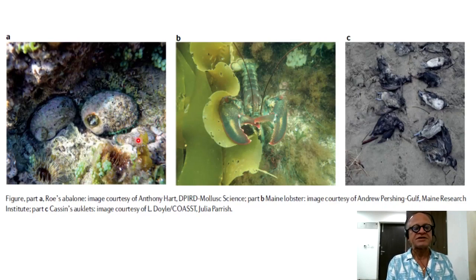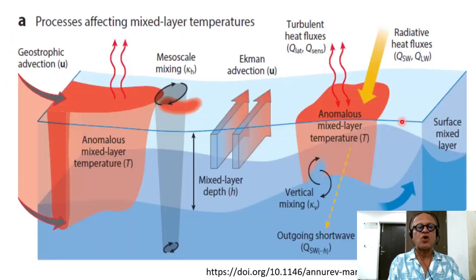So here are some examples. This is Rose abalone damage. This is the main lobster, and these are called Cassin's auklets, found off of British Columbia and northwest US, little birds that are getting affected by the heat wave. So that's the region with the so-called blob that we talked about in the Gulf of Alaska, coming down to the coasts of Oregon, Washington, California current, and so on.